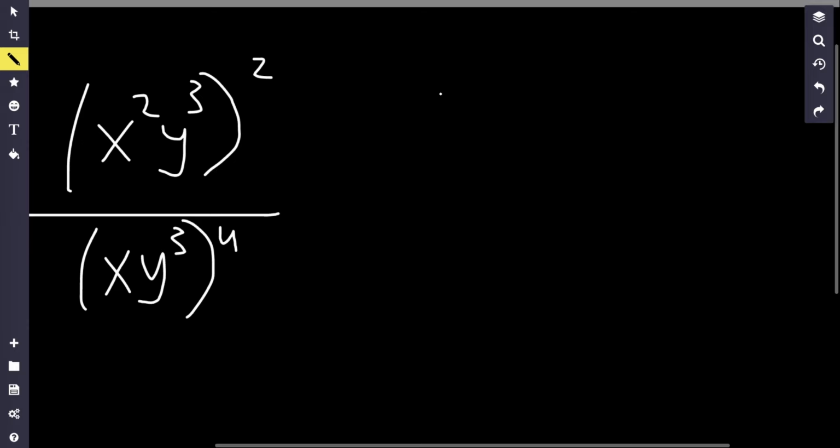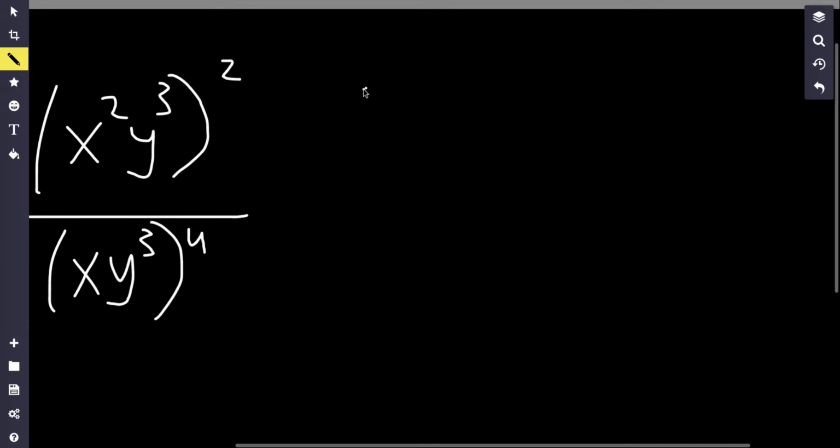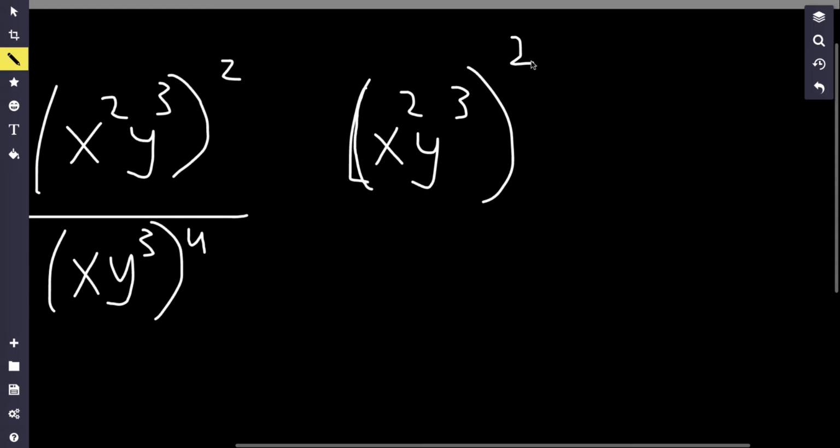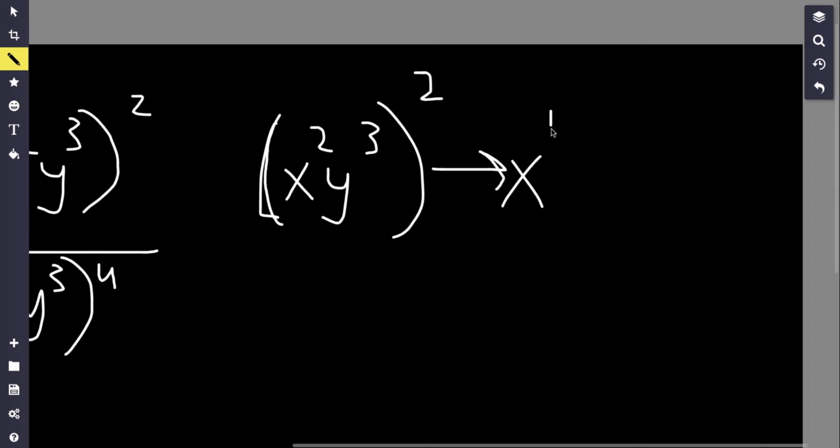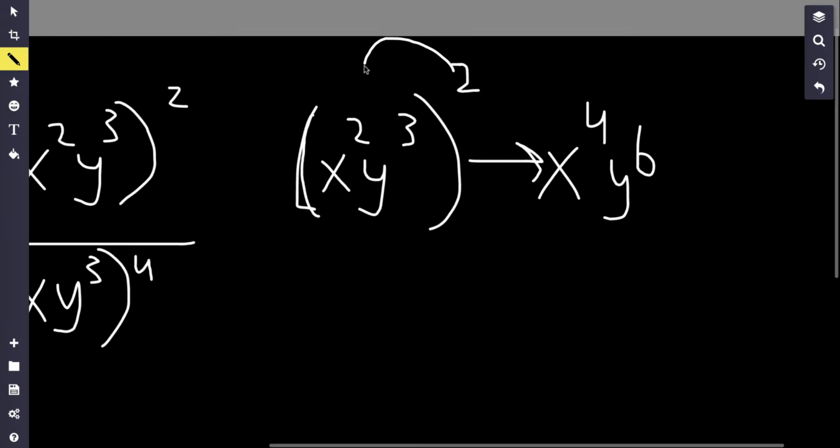So in this case, to deal with x to the 2nd power, y to the 3rd power, and all of this is raised to the 2nd power, what you would do is you would just multiply both of these exponents right over here by 2. So the numerator is going to be equal to x to the 4th power times y to the 6th power. So you kind of see I just multiplied this 2 by this 2 right over here, which gives me x to the 4th power, and I multiplied this 2 by this 3 over here, which gives me y to the 6th power.